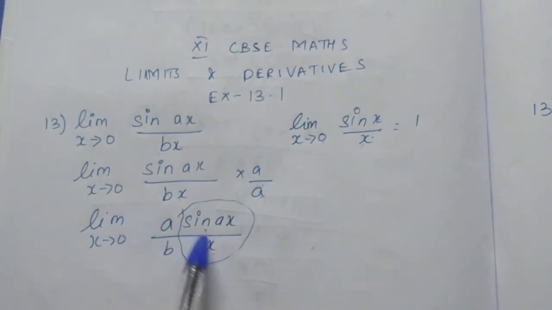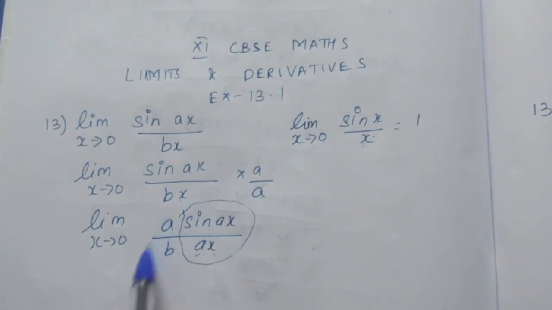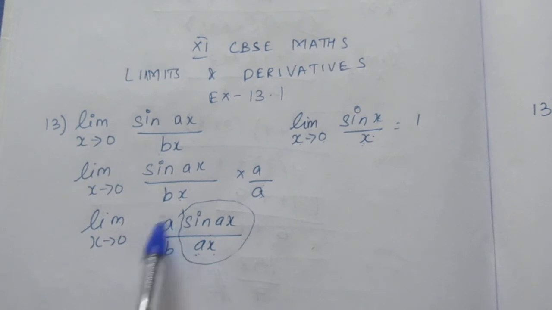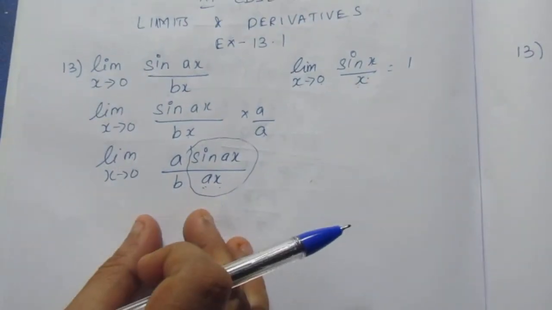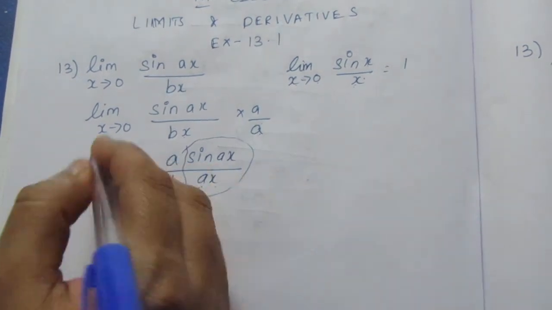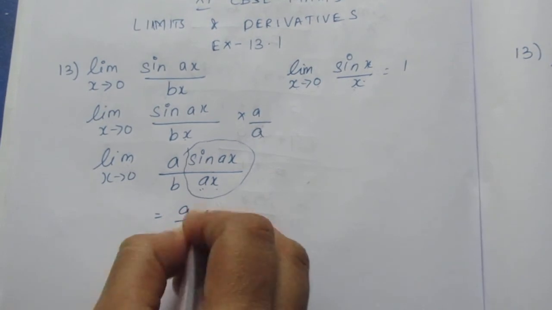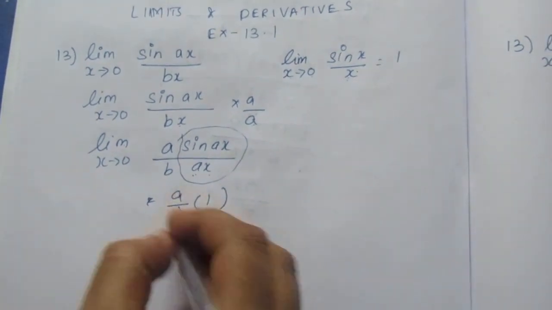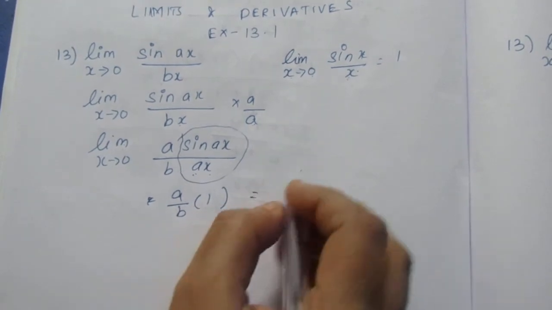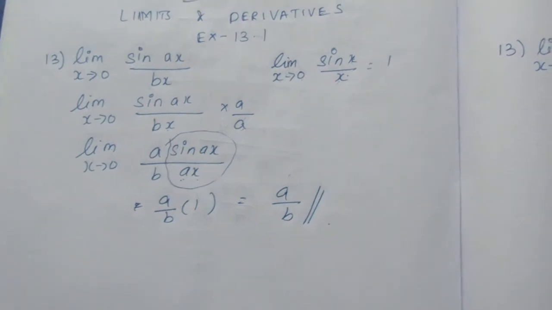So we can directly apply the limit x tends to 0 as the total thing will become 1, because a by b is a constant term. There is no x variable here, so it is a constant term and the whole thing becomes 1. So this becomes a by b into 1 while applying the limit x tends to 0. Here a by b into 1 will become a by b. So a by b is your final answer.